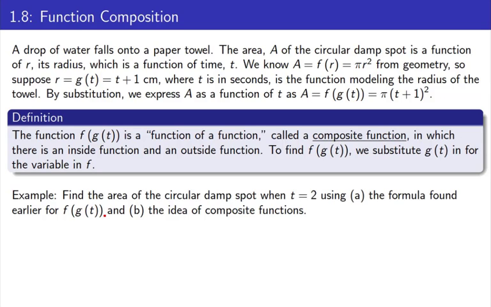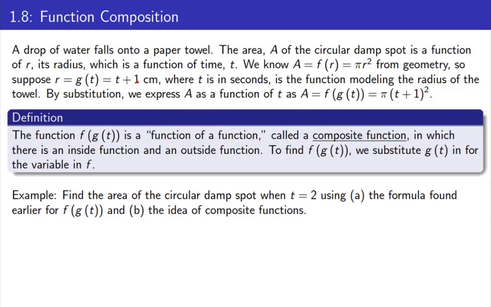And so if we want to analyze the area of this circular damp spot, we can look at it as, well, area is pi r squared. But then the radius we know is a growing quantity. So let's suppose that the radius is given by t plus 1 centimeters. So this function is expressing how the radius is changing. And to be realistic, we probably have more than just one drop of water. There's probably a very small trickle coming in to make the radius grow at this speed.